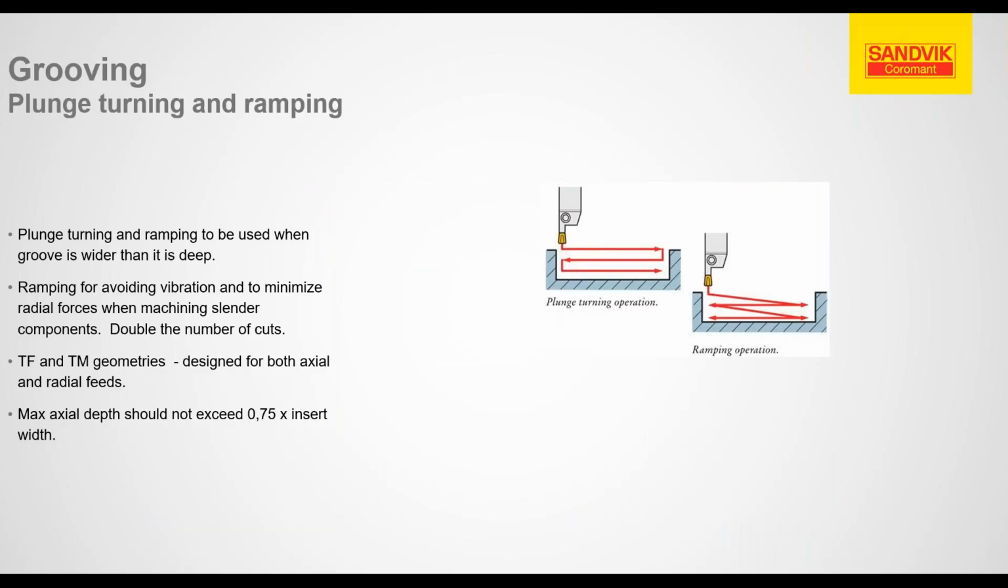Now, Kevin had talked about the plunge turning, and here's an illustration of a plunge turn and then also plunge ramping. So you can do a plunge turn where we can utilize the side of the tool using the T geometries, which is for turning, so that you can actually plunge in and then actually feed radially across. And the depth of cut when you're using these tools should not exceed 75% of the width of the insert for your depth of cut when you're side turning.